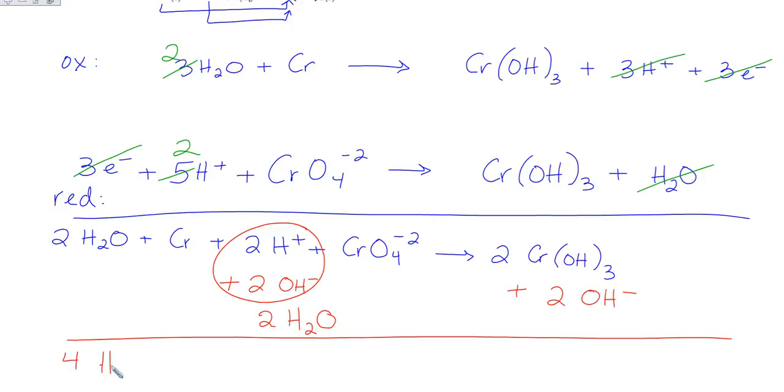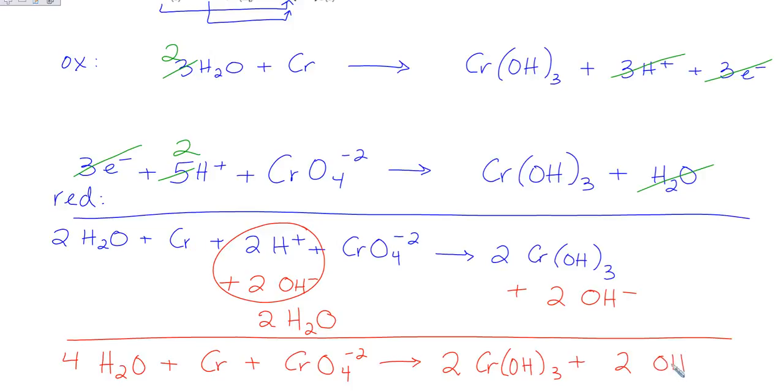We'll say 4 waters, the chromium, the chromate ion. On the product side, we're going to have the 2 chromium hydroxide and 2 hydroxide ions. Another real common mistake with these basic redox is that they get to the end and people will forget to add the hydroxide on both sides. But you'll catch that if you double check now and make sure that everything's balanced.